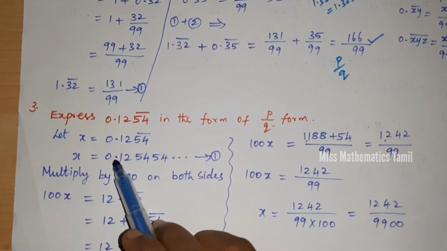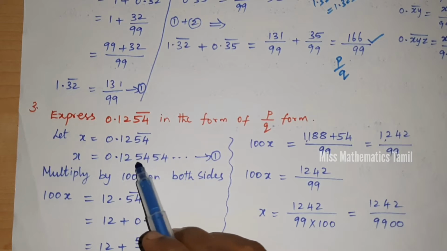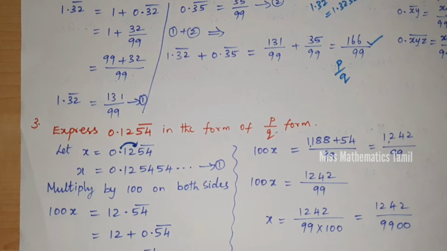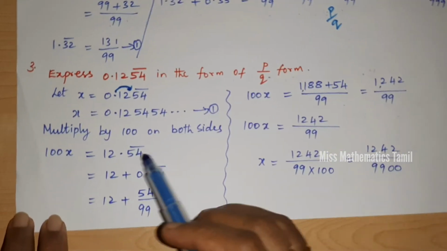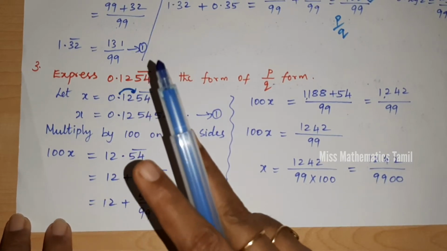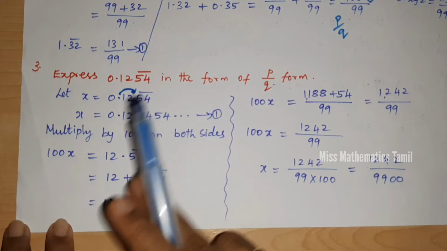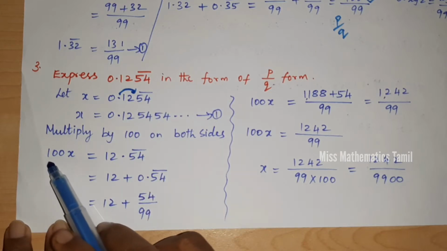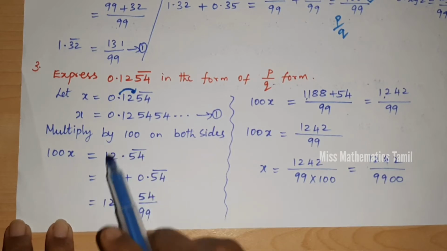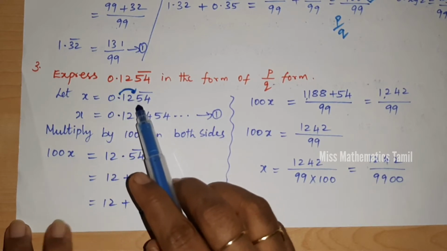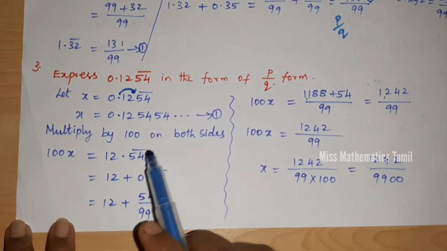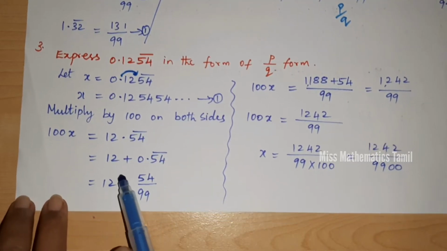So I want to move this decimal point in between 2 and 5, from here to here. Then only I can get it like this. 100x. How many digits do I want to move? 2 digits. So 1 followed by 2 zeros, that number is 100. So multiplying 100 on both sides, 100x is equal to, the decimal point automatically moves after 2 digits, so 12.54 bar.